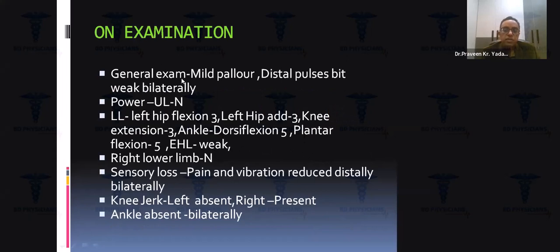Now, when I examined the patient, on general examination there is mild pallor, and distal pulses are a bit reduced and weak bilaterally. Power in the upper limb is normal. In the lower limb, you can see on the left side hip flexion is weak, hip adduction is weak, knee extension is weak. So these three movements are quite weak, while the ankle dorsiflexion, plantar flexion, and extensor hallucis are quite okay. The right lower limb is normal. Sensory loss is seen distally, bilaterally. The knee jerk on the left side is absent, the right side is present, and the ankle jerk is absent bilaterally. So these are the clinical findings which I could make out.